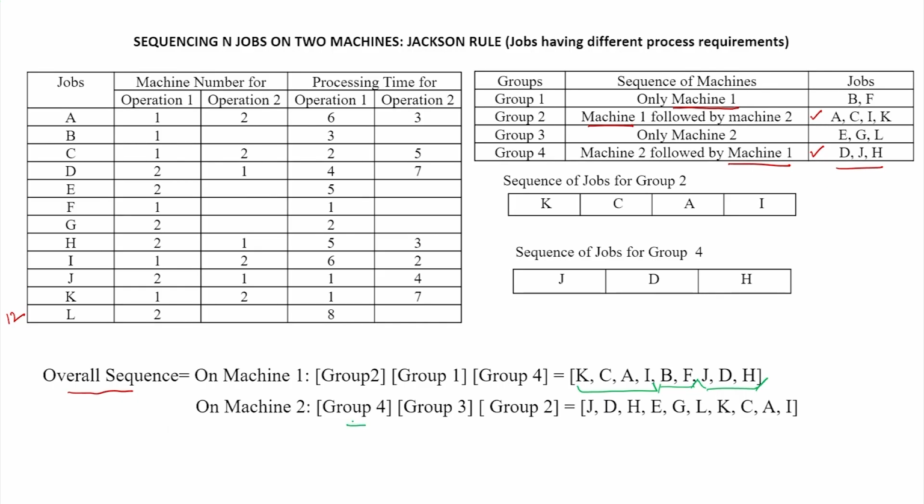Group 4, those jobs which are to be processed first on machine 2, then on machine 1. Why are we doing it? So that I can make them available to machine 1 as early as possible. So, we are taking the optimal sequence of J, D, H here, group 4.